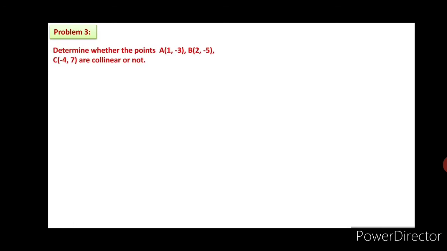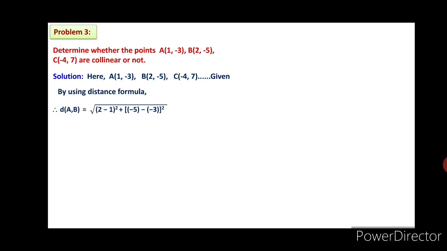Determine whether the points A(1, −3), B(2, −5) and C(−4, 7) are collinear or not. Friends, again here we will consider the points A, B, C whose coordinates are given. By using distance formula, let us find the distance between A and B. So distance between A and B will be equal to under root of (2 − 1)² + (−5 − (−3))². Friends, you can see here I directly use the values rather than writing the formula. You can write the formula previously, it doesn't matter.